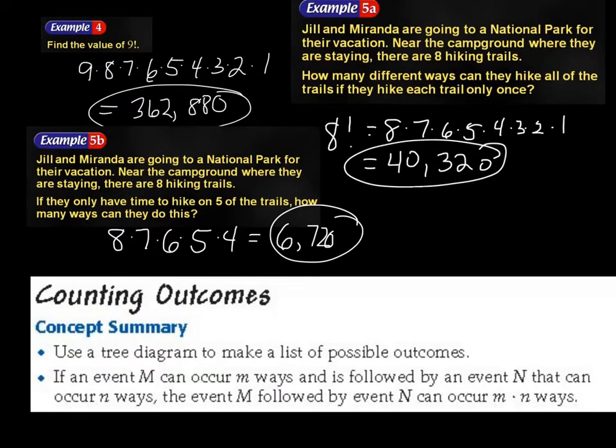Tree diagrams are one of the ways we can use to make a list of their total sample space. And if an event M occurs in M ways and is followed by an event N that occurs in N ways, then the fundamental counting principle says that we can multiply M times N to get the total number of possible ways it can all happen.